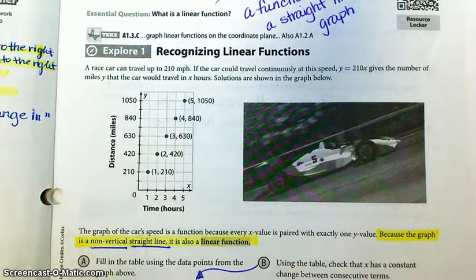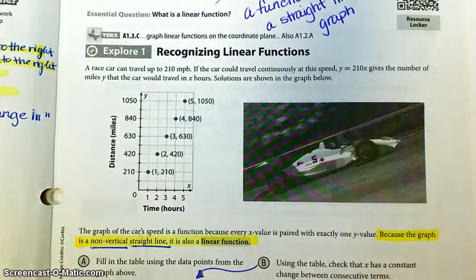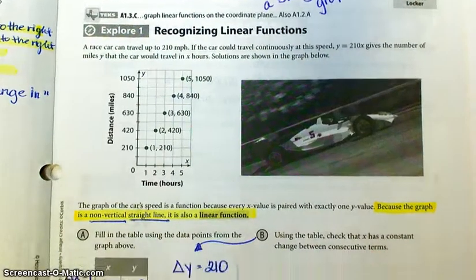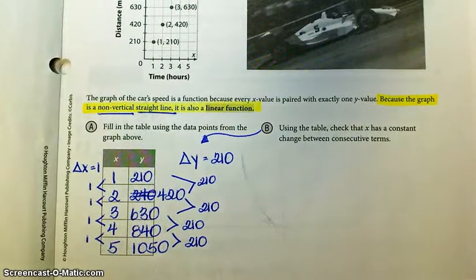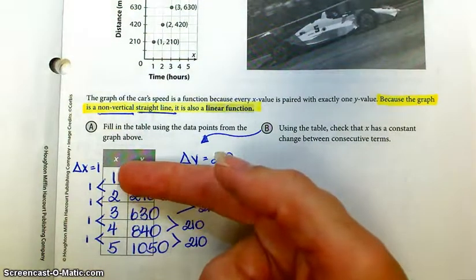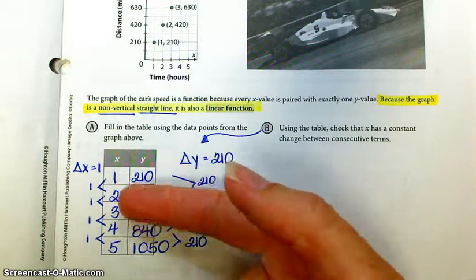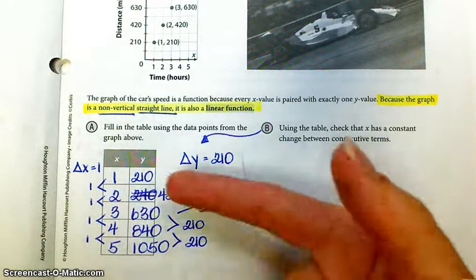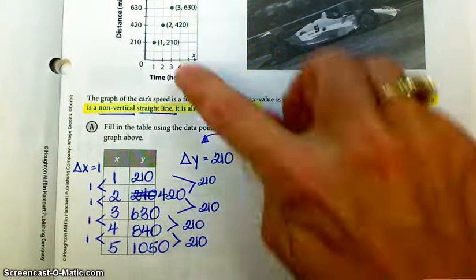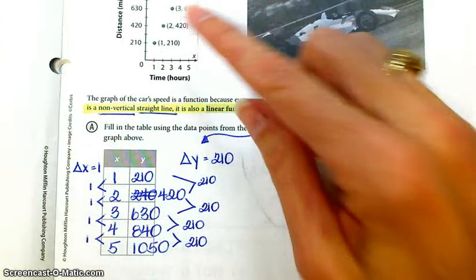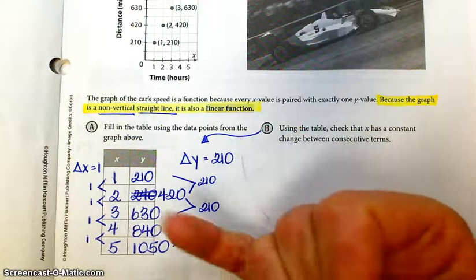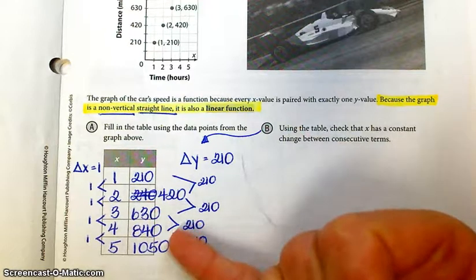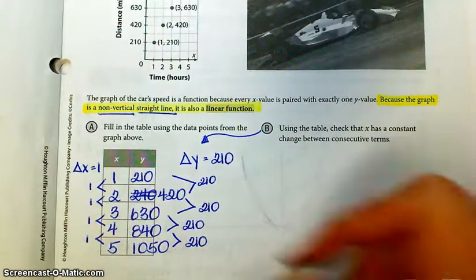Now it says to fill in the table using the data points from the graph. So we're going to take these and we're going to put them in the table. And I've already done this for you. So down here, my x values, my times in hours, 1 hour, 2 hours, 3, 4, 5 hours. My y values are the distance that that car has gone. So after 1 hour, it's gone 210, and then 420, and then 630, 840, 1050. Okay? So we filled in the table.